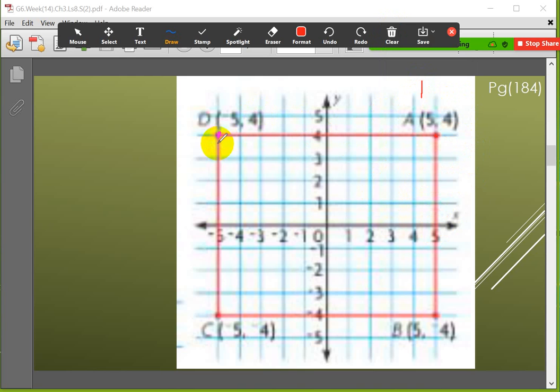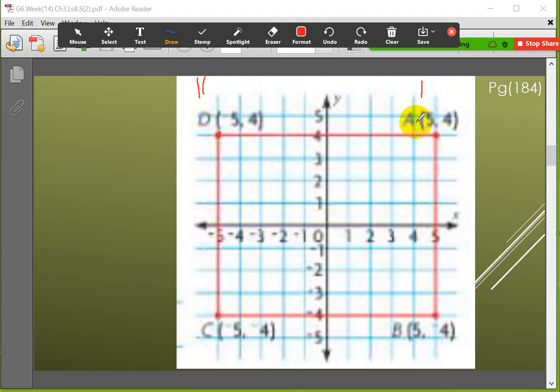so what about this point D? For D, the x will be -5, and the y will be 4. Of course the x is negative and the y is positive, because this point is located in the second quadrant. Okay, look at A and D. The ordered pair for A is (5, 4). The ordered pair for D is (-5, 4).